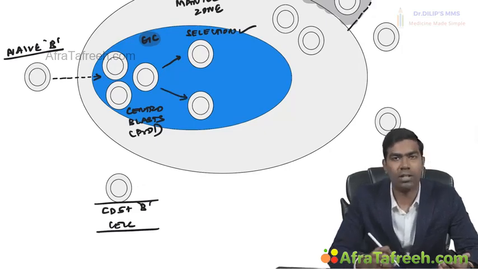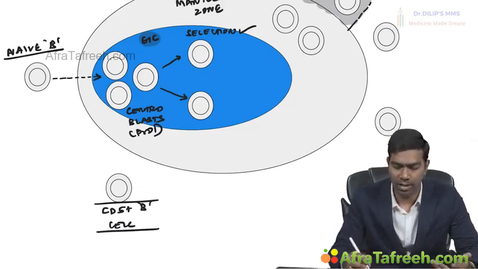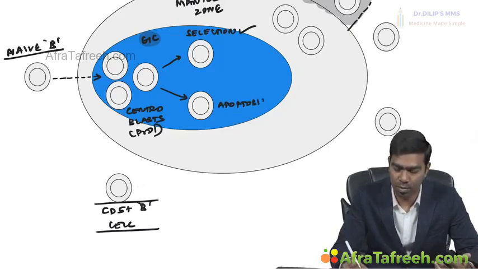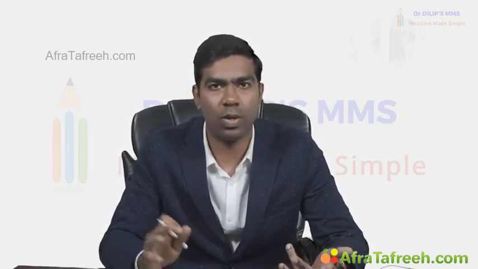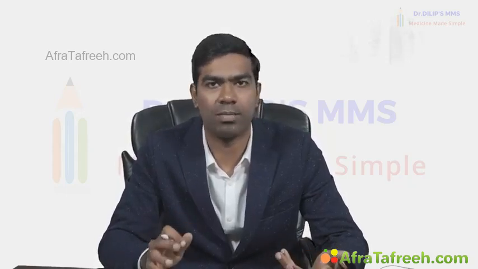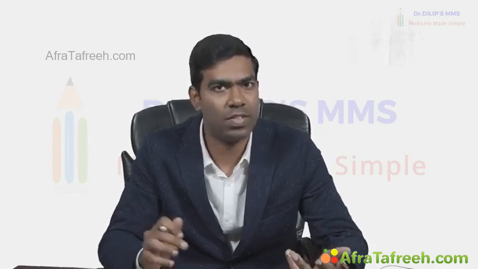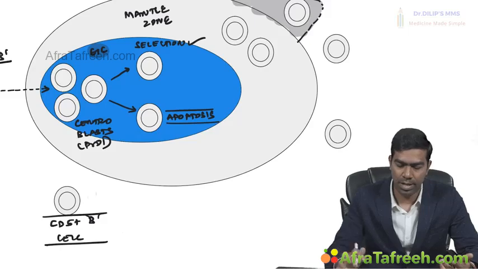And the second type of centroblast, which I have discussed extensively in the last video, the lymphocytes are going to go for apoptosis, which means they are not selected. These are called crippled lymphocytes, which means they will be destined towards death only. They are not going to survive, which means they did not survive the selection process that is happening in the germinal center, which we discussed already in detail.